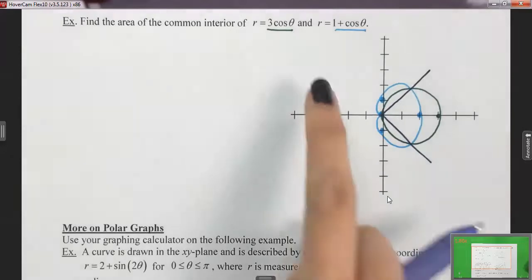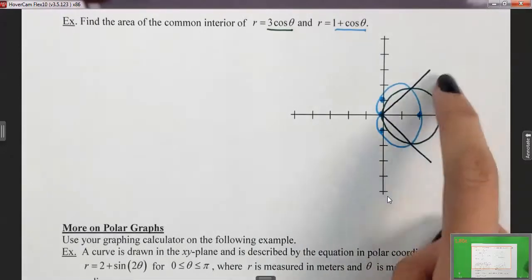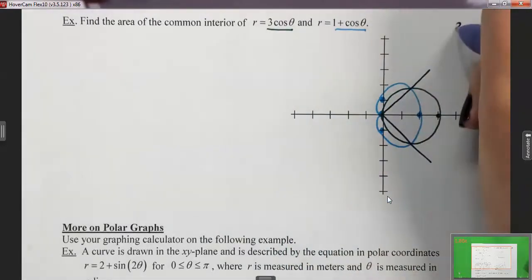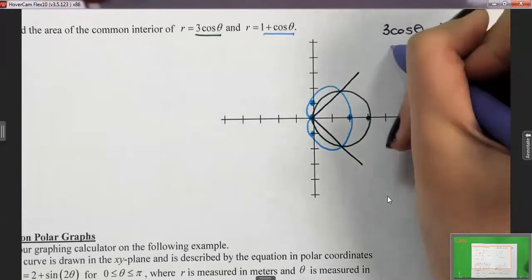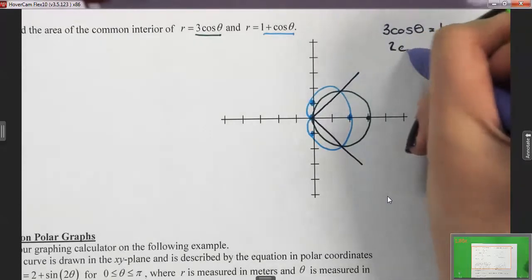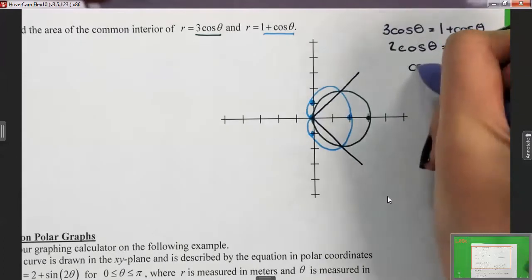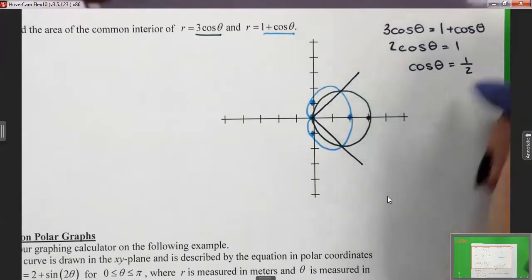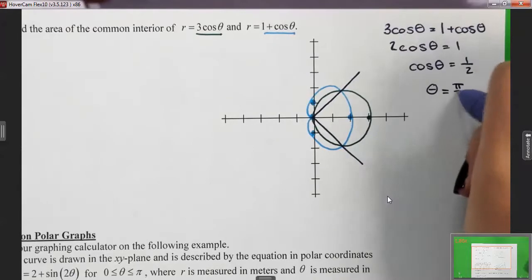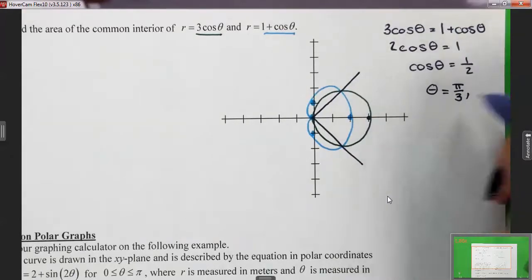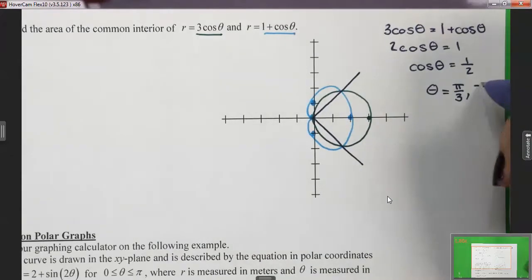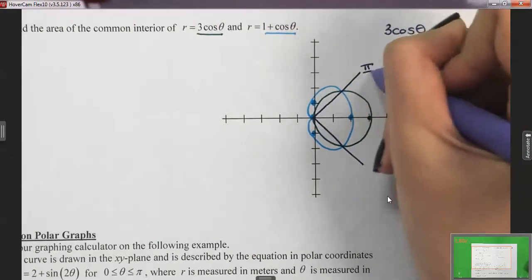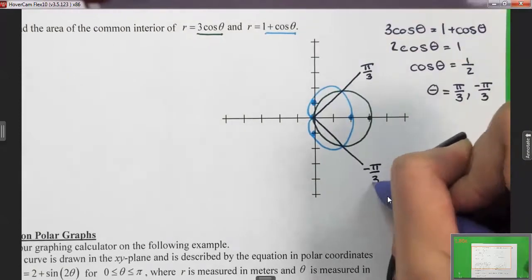Okay, we're almost done. How do I find the intersections of these 2? Set them equal to each other. Pi over 3, and what did you get? 5 pi over 3. But don't say 5 pi over 3. Say negative pi over 3. I'll tell you why in a minute.